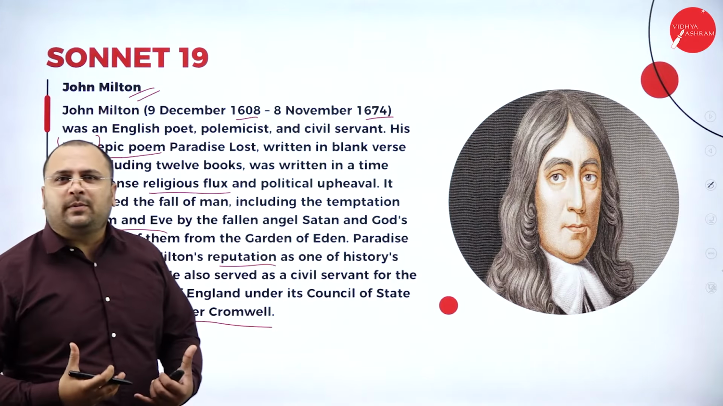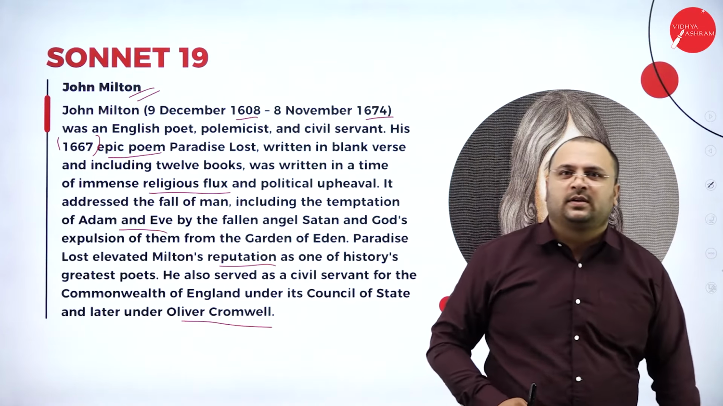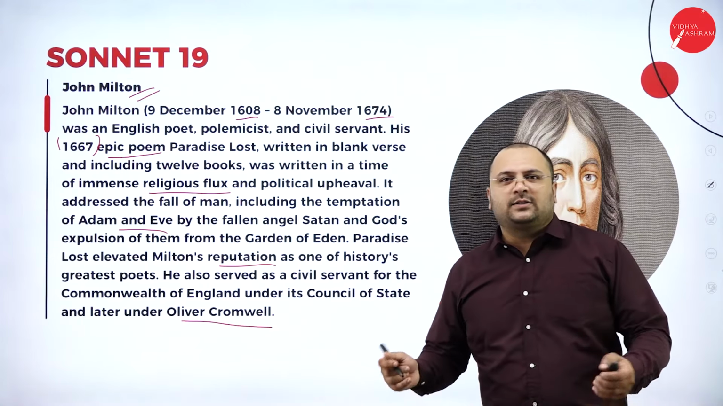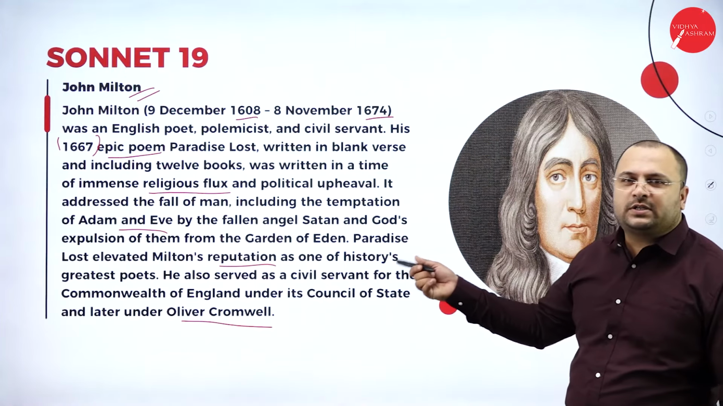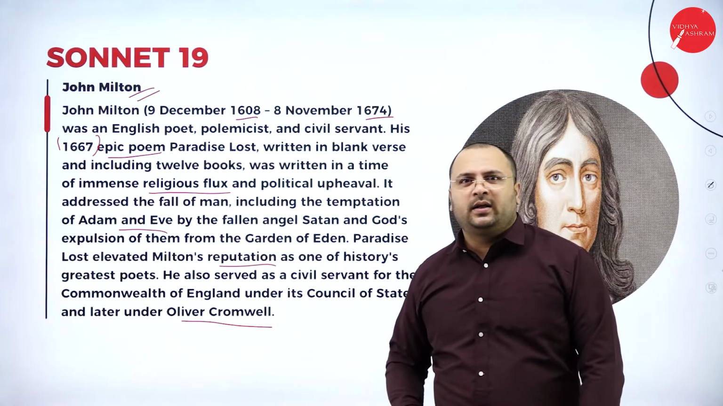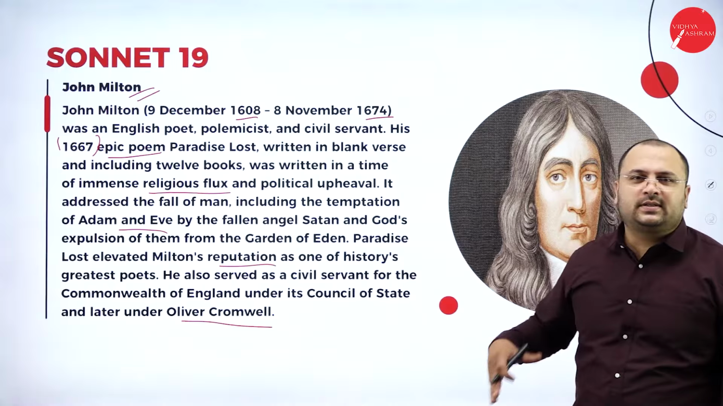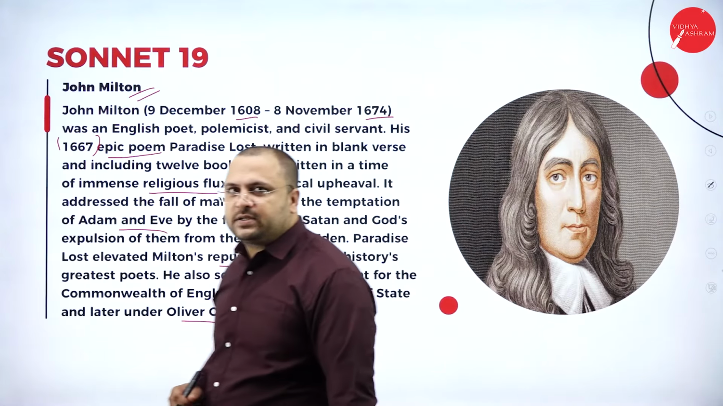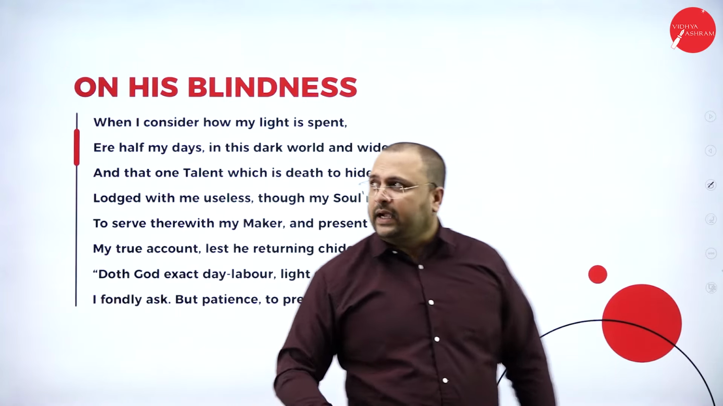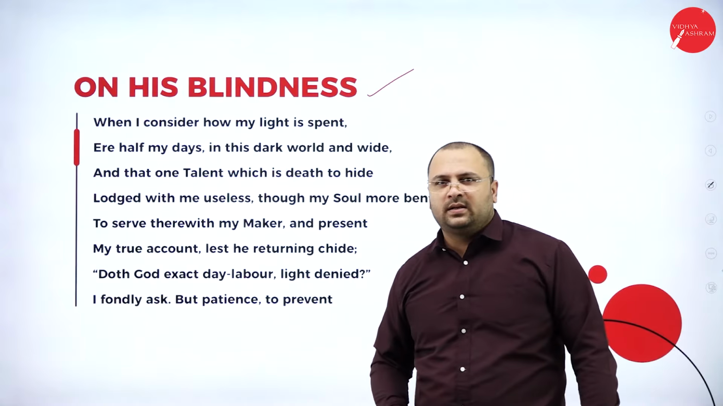So he also wrote some of the sonnets. Paradise Lost is one of his famous works. Paradise Lost is when Adam and Eve fall into the trap of Satan and those two people are banished from the Garden of Eden. So this is the summary of Paradise Lost. So let us see in his sonnet, what is he trying to say? His sonnet is titled On His Blindness. Whose blindness? Let us see.